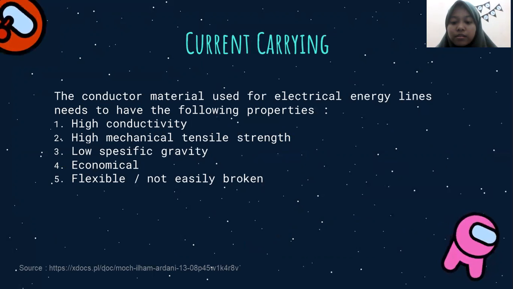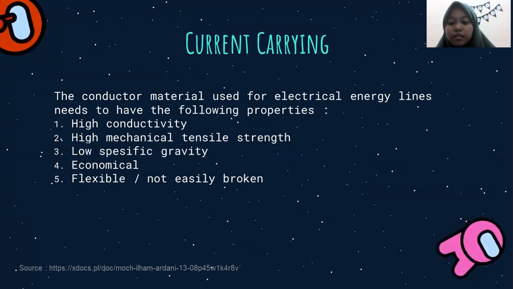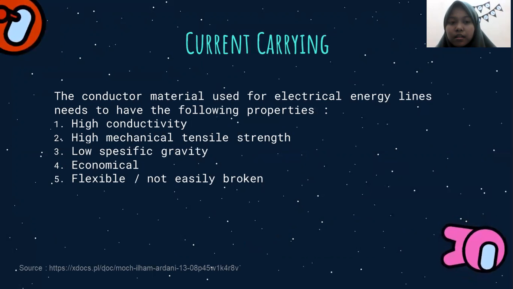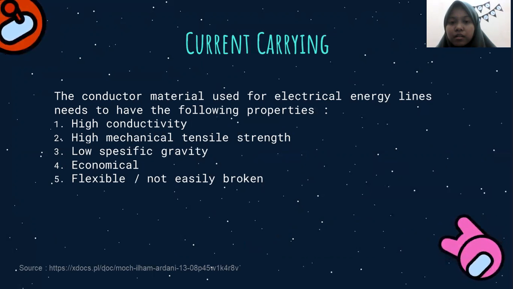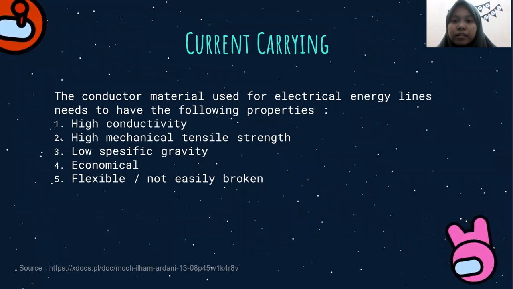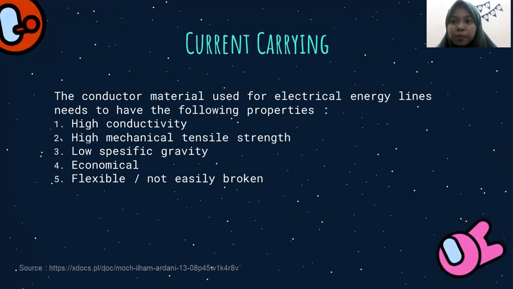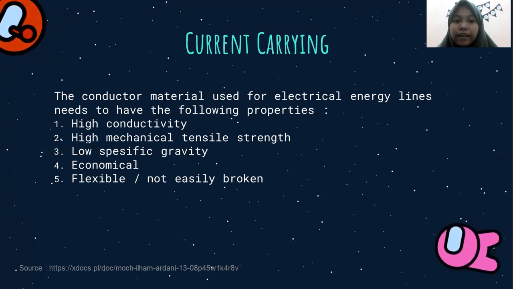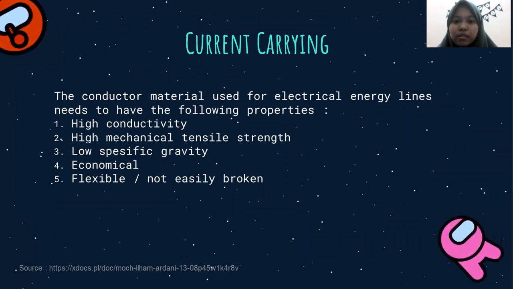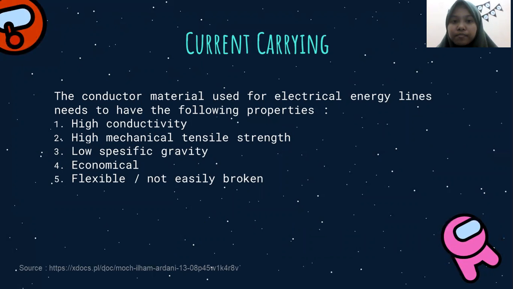First is current carrying. The conductor material used for electrical energy lines needs to have the following properties: high conductivity, high mechanical tensile strength, low specific gravity, economical, flexible, or not easily broken. Because in this current carrying, we can talk about conductors.